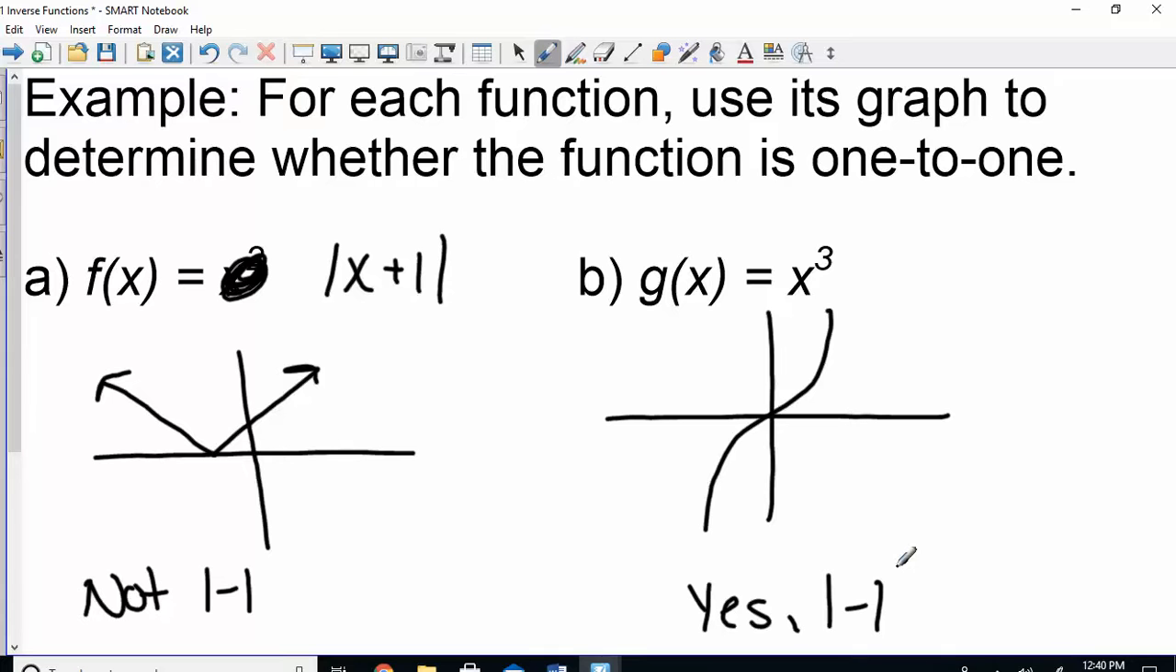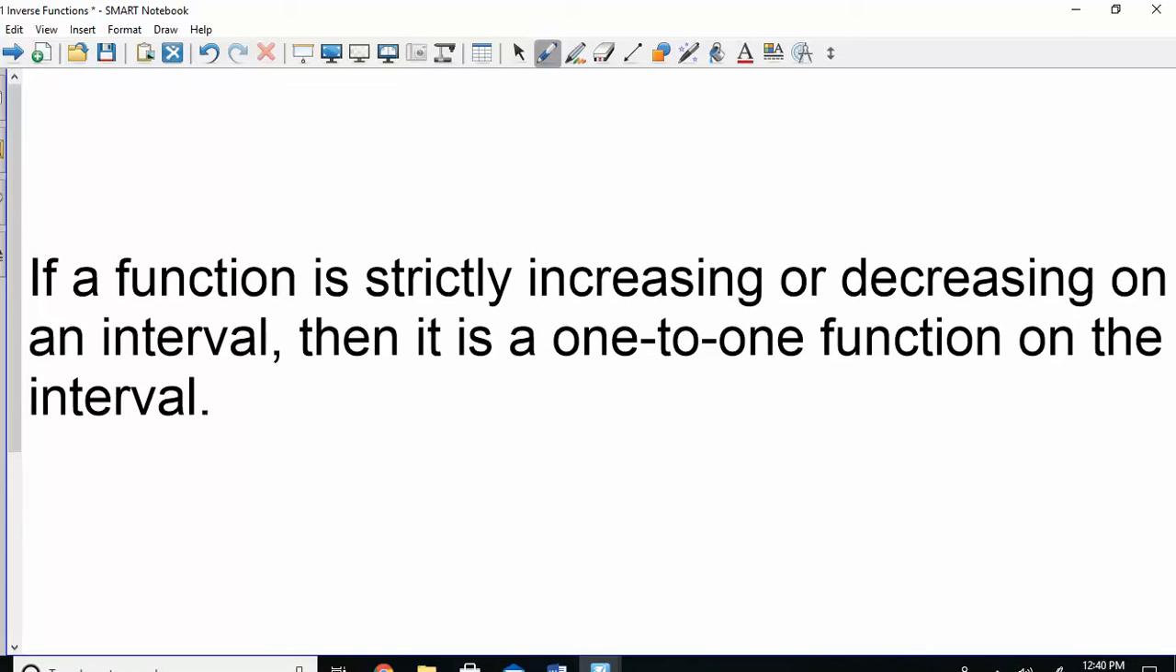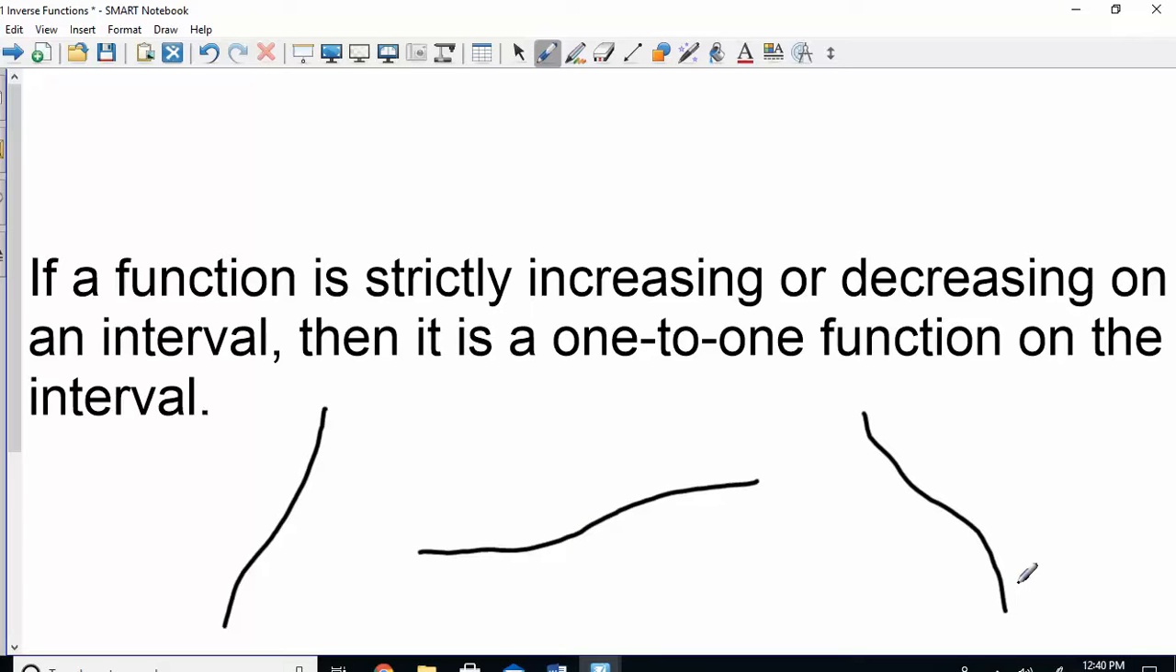You know what we're looking for? One thing about these, if you have a function that's either always increasing or always decreasing, it will be 1-to-1. You know, that x cubed, it's going up the entire time. It's always increasing, it's 1-to-1. Think about a cube root. You know, it's always increasing. If you have a function that's always decreasing, same thing. Basically we get an issue when you are decreasing and you switch to increasing. It's when you change directions that you get those things that don't pass the horizontal line test.